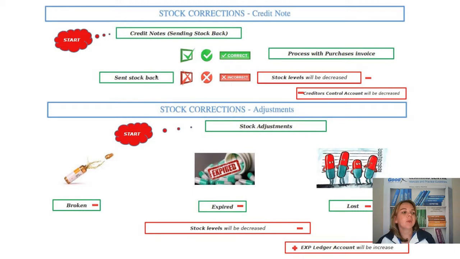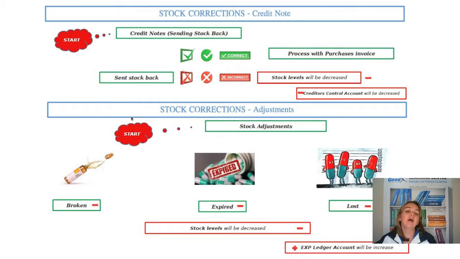Okay. Now from here you have the process, and I'm going to show you on the picture. You have your credit note, and you're sending back the stock. If it's correct when you receive your supplier invoice, you process the purchase invoice. If it's incorrect, you send back the stock and you create a credit note when you receive the credit note from your supplier, and that will decrease your stock levels.